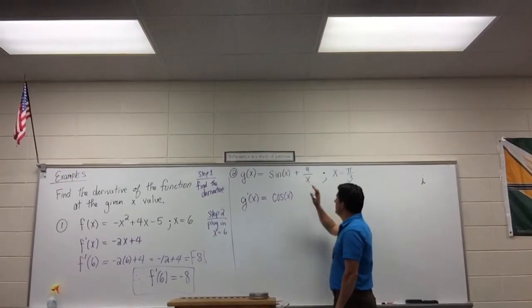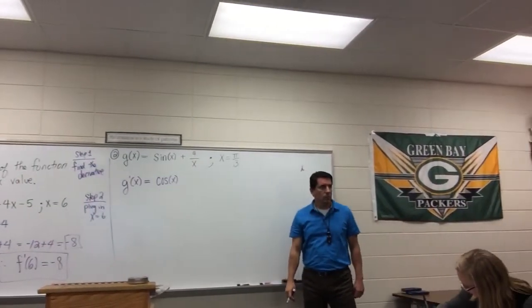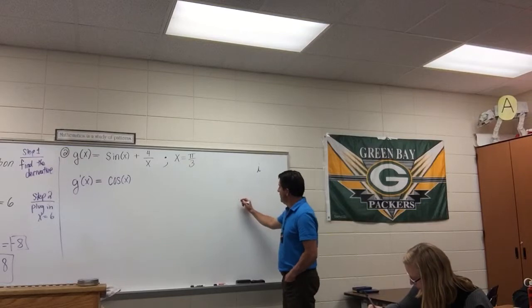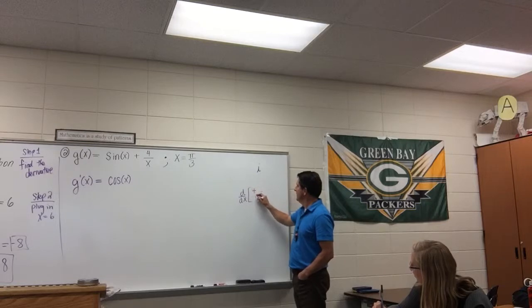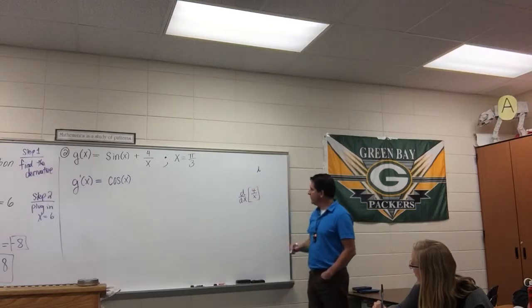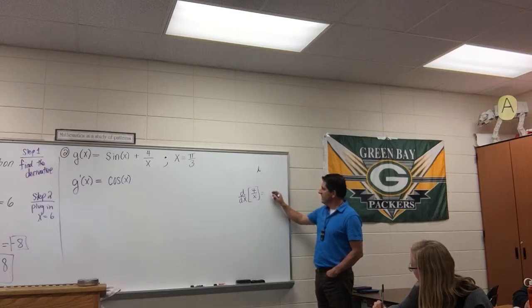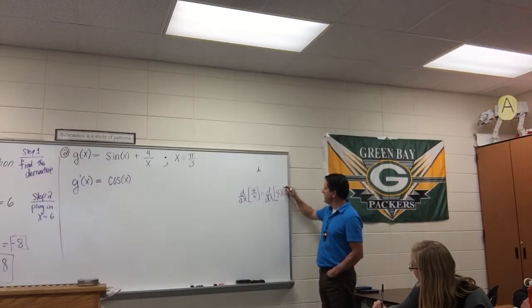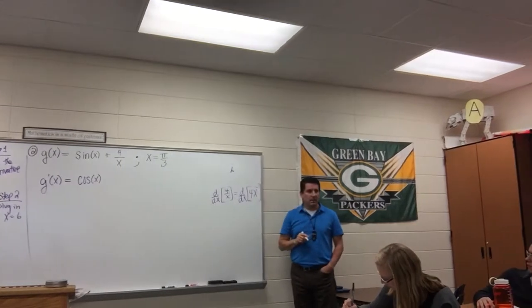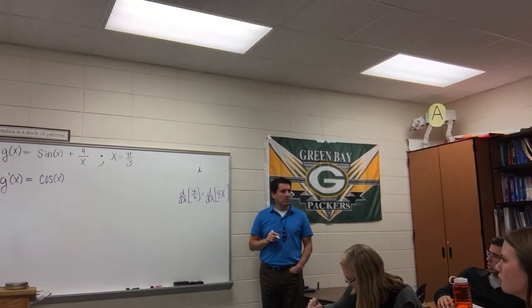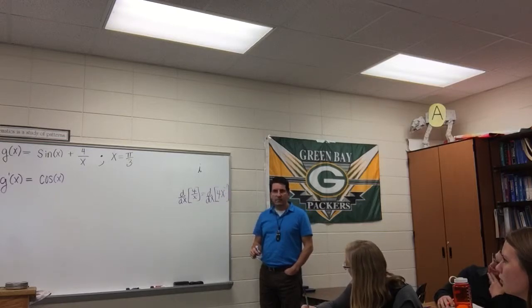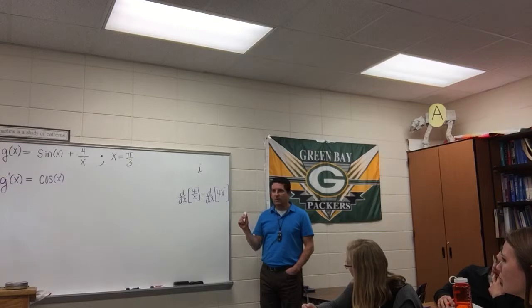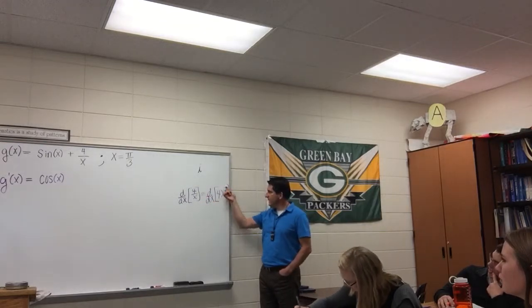Okay, what's the derivative of 4 over x? I'm going to do this on the side here. So the derivative of 4 over x, as it stands, that's a bad way to put it. So I'm going to write it as 4 times x to the negative 1. Because now that fits the power rule. 4 times x to the negative 1. You get that? 1 over x is the same as x to the negative 1.